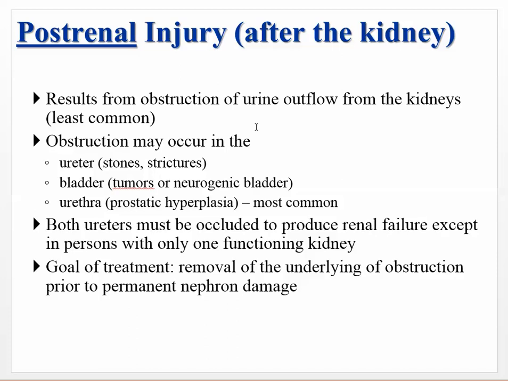Okay, so post-renal. So we're moving past the kidney, and now we're moving out of it. And we already kind of discussed the stuff with obstructions. Okay, so results from obstruction of urine flow from the kidney, least common. And obstruction may occur in the ureter, bladder, urethra, which is more common. So it's less common to see an obstruction of flow from the kidneys, and it's more common to see an obstruction of flow from the urethra in the lower urinary system. Okay? So both ureters must be occluded to produce renal failure. Yeah, because you've got another one to take its place, essentially, is what's going on there.